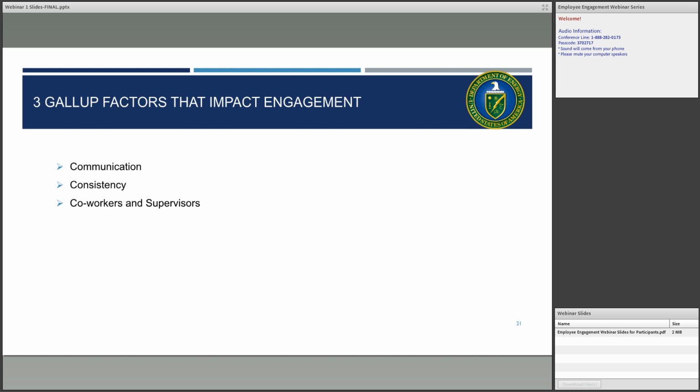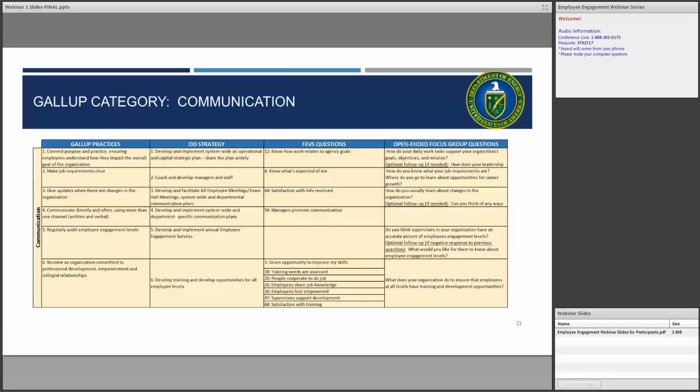So let's start with communication. Communication relates to the purpose and feedback that's exchanged at work. Communication should be frequent, two-way, and allow for open dialogue. Consistency relates to the regularity of management policies and procedures. And finally, coworkers and supervisors relates to the issues under the control of others in the workplace, so issues that are outside of self.